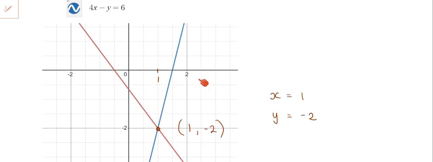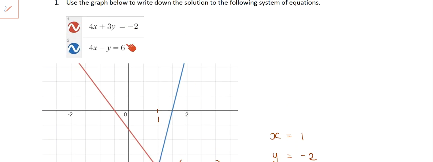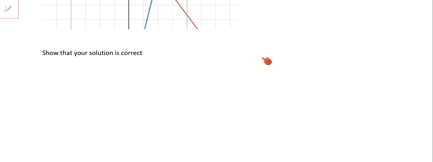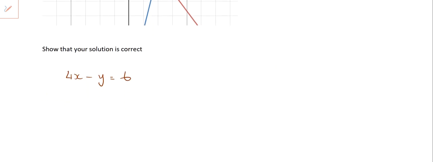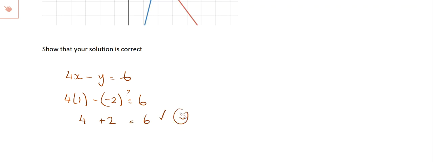Pick one of those, or even pick both of them, and just show it works. 4x minus y equals 6 should be correct if x is 1 and y is minus 2. So 4 times 1 minus minus 2 should equal 6. Does it? Well, that's 4 plus 2 makes 6. Yes, it does. I'm happy.